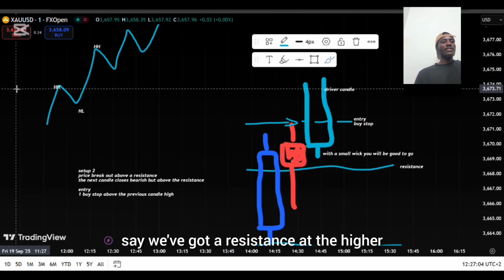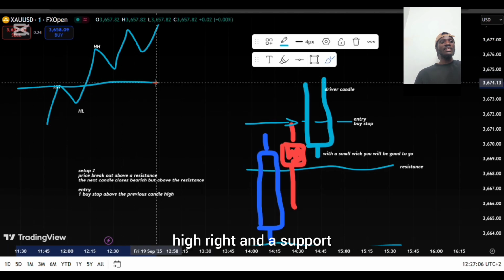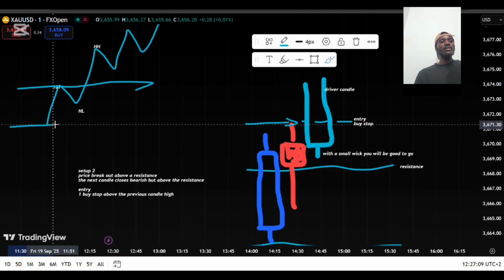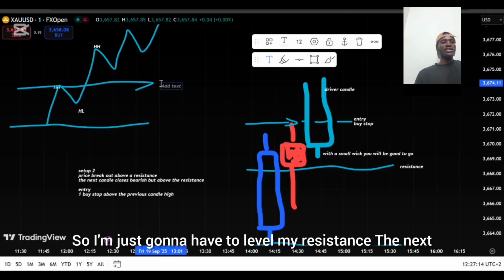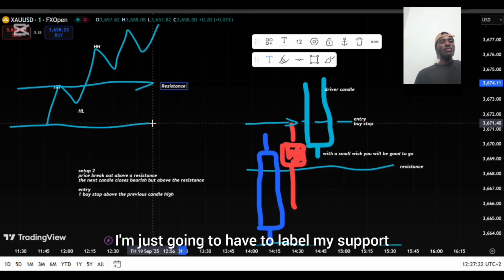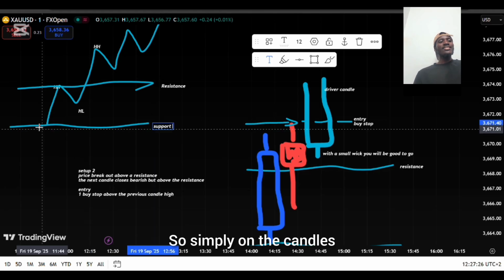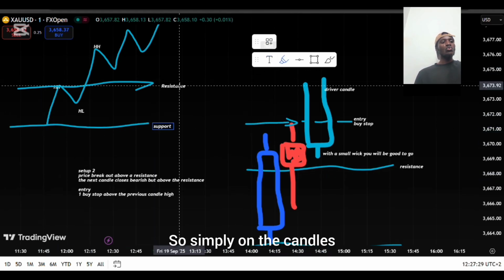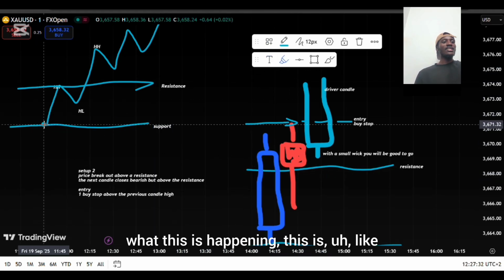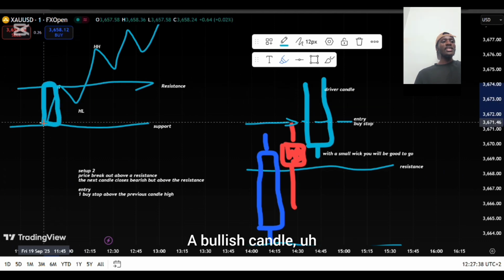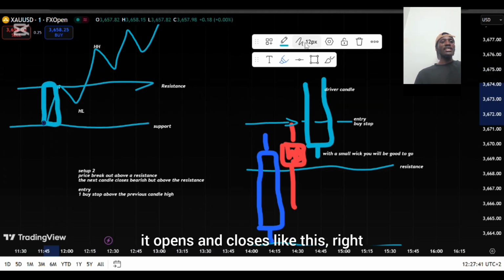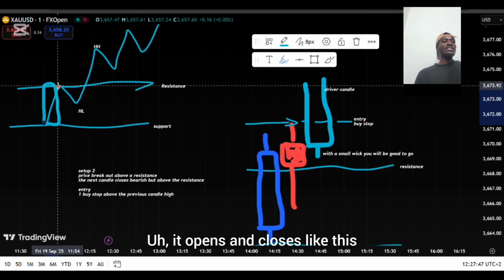Let's say we've got a resistance at the higher high, and a support right there at the higher low. So I'm just going to label my resistance. Then next I'm going to label my support. So simply on the candles, this is what happens. A bullish candle opens and closes like this.